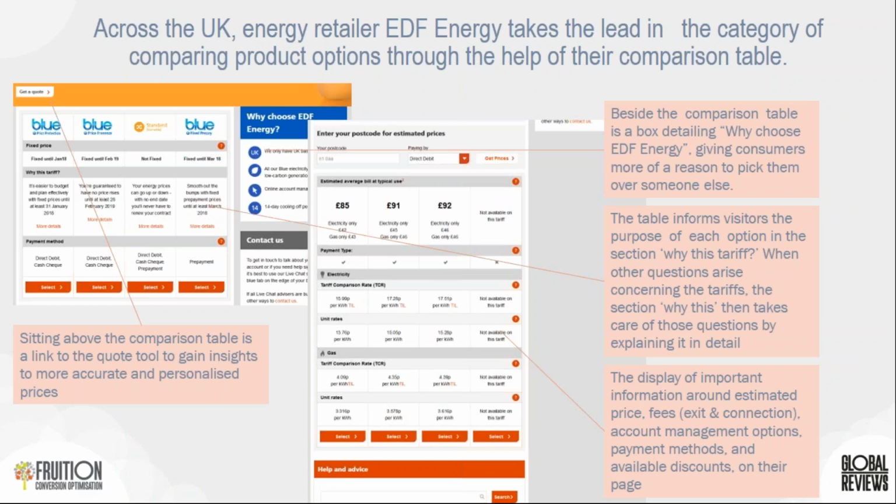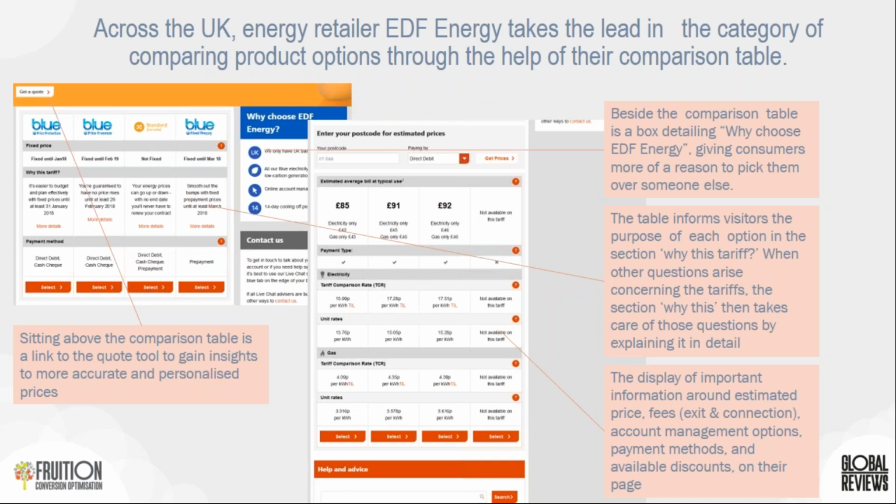And then across the UK, energy retailer EDF takes the lead in the category of comparing product options. Again, they use a comparison table. So sitting above the comparison table is a link to get the quote tool to gain insights. And then beside the comparison table is a box detailing why choose EDF, giving customers more reason to pick them, reinforcing that value proposition.